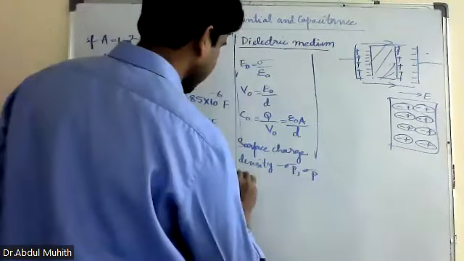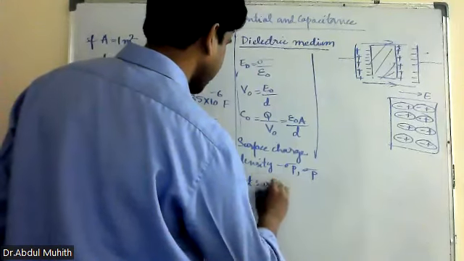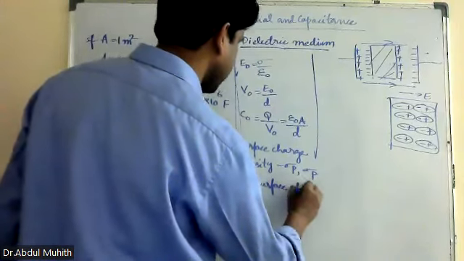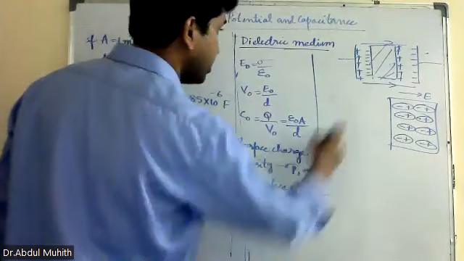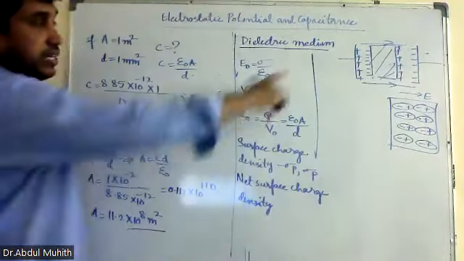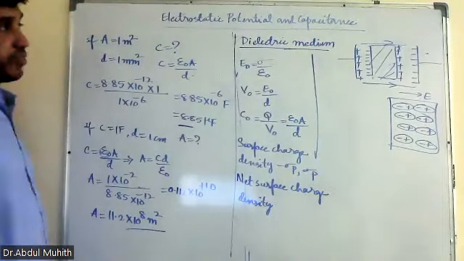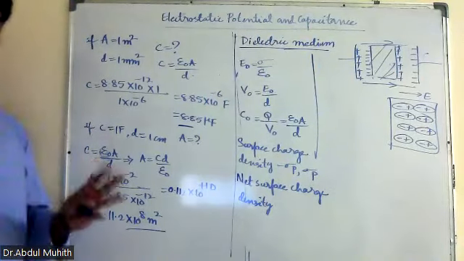Okay, net surface charge density. How much will it be? Suppose this dielectric material is interfering with the electric field. In that case, what will happen? Actual was sigma.